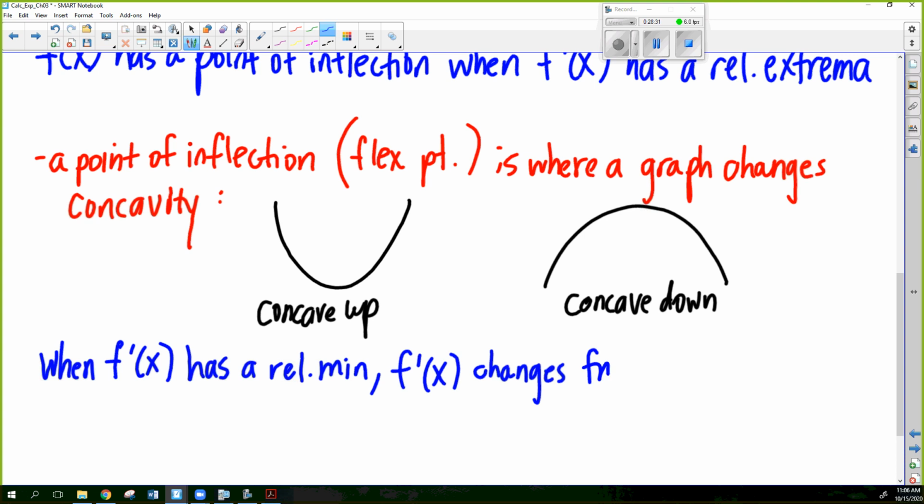It has a relative minimum. I'm talking about still the derivative, the actual graph of the derivative. If it has a min, then that actual graph, how do I make a min? I have to decrease and then increase. So the actual derivative changes from decreasing to increasing.